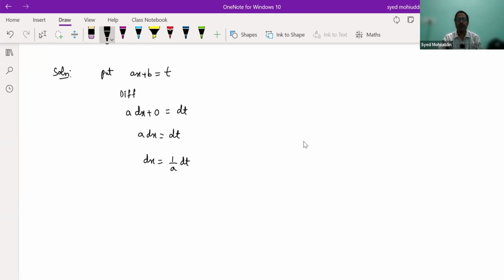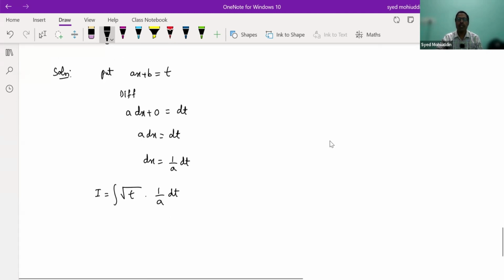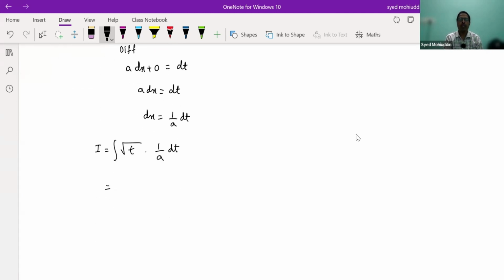This value you can substitute back in the given integral. Therefore, we'll be getting I is equal to integral of root, under root ax plus b value is t. dx value is 1 by a into dt. But 1 by a is a constant. You can remove that 1 by a outside and write down integral of root t into dt.